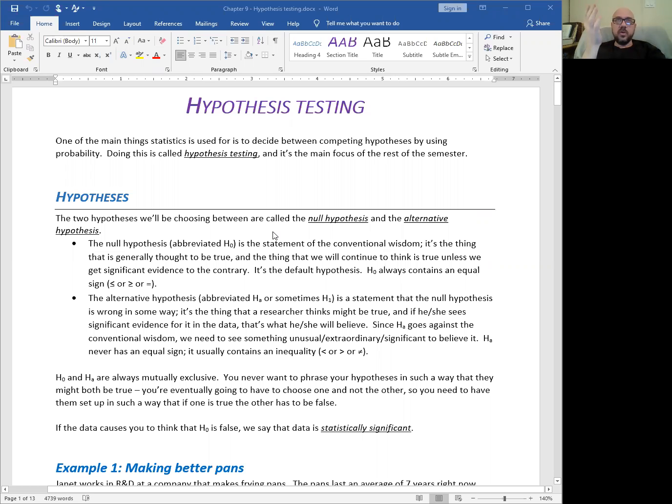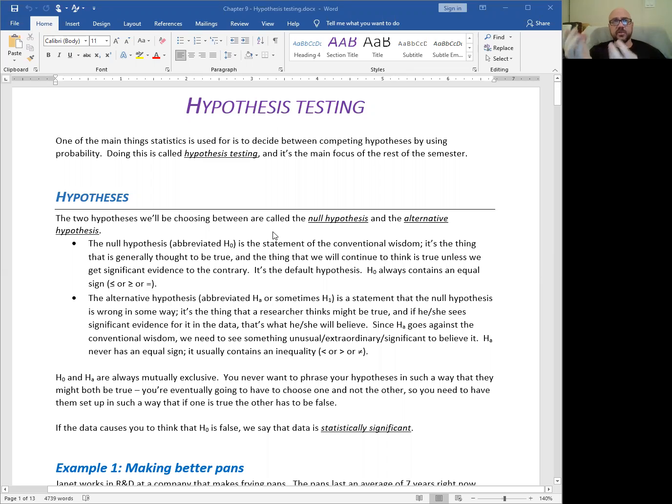And the thing you really want to remember about which one is which is that the null hypothesis is the default. That's the thing that, if you don't see anything unusual in your data, is what you're going to believe. It's only if you see significant evidence of deviation from what you would expect that you're going to believe the alternative hypothesis. That's the basic idea.